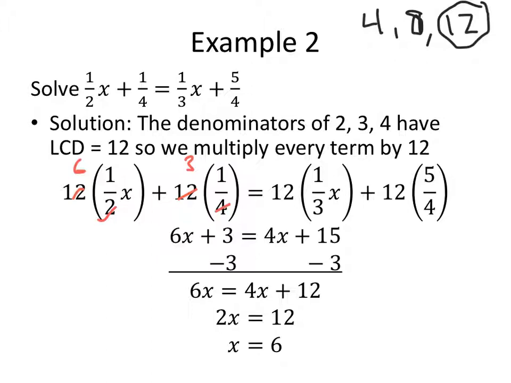On the right side of our equation, 3 goes into 12 4 times. 4 times 1x is 4x. 4 goes into 12 3 times. 3 times 5 will give us our 15. So by multiplying by the least common denominator, I've multiplied by something that will cancel every single denominator. And now I have an equation that looks a lot like our first example. I'm going to subtract 3 from both sides. I'll end up with 6x equals 4x plus 12.